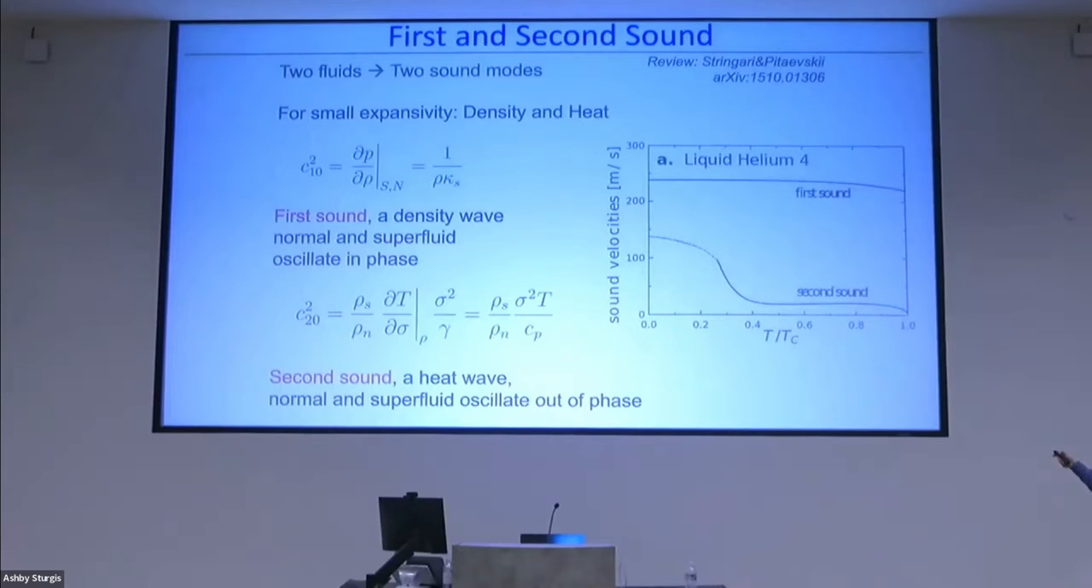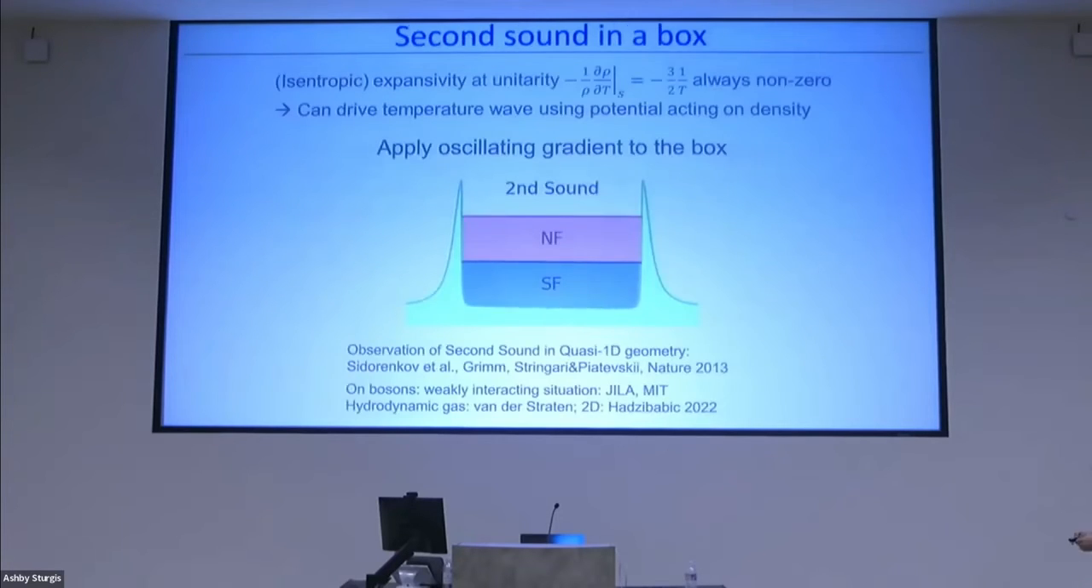For example, at TC, you start having a second sound mode, which is a propagated mode, whereas above TC, you have a diffusive way of propagating heat. That speed is usually much lower than the first sound speed. So we have a gas that we can actually couple directly to temperature using a density probe, so we can shake our gas. And if we shake it right, we should excite second sound, in other words, a heat wave rather than a density wave.